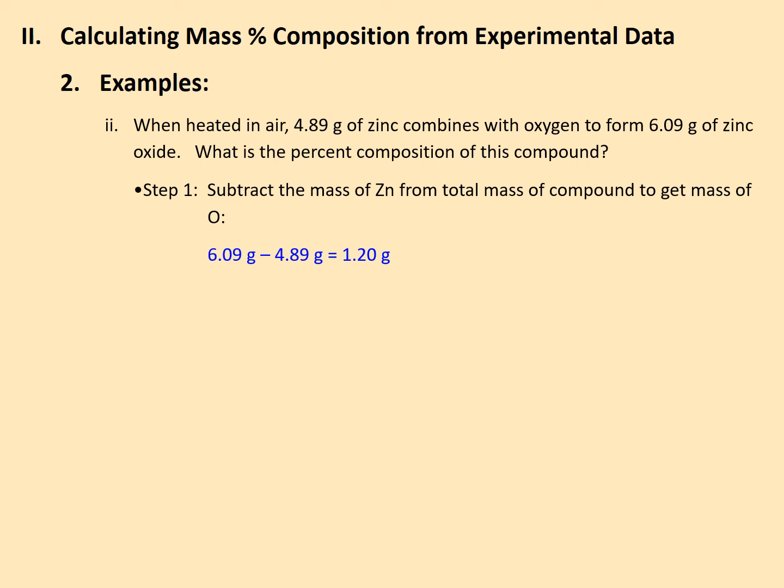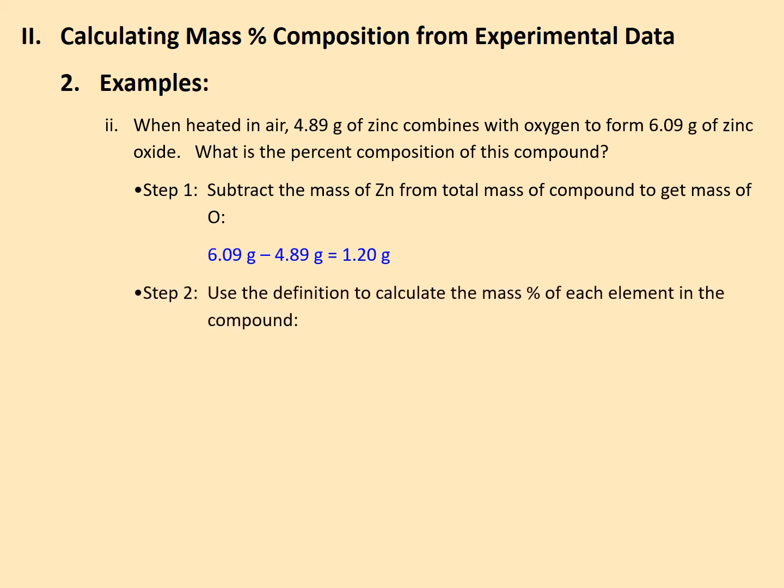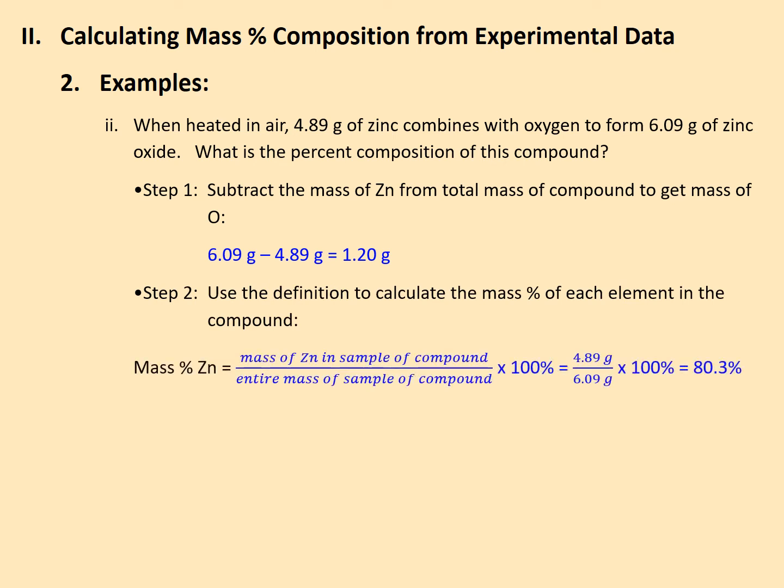Now that we know the mass of all the elements in the compound as well as the total mass, we're ready to calculate the percent composition for each of the elements in the compound. Starting with the zinc, we take the ratio of the mass of zinc in the sample to the total mass of the sample. Here the zinc is given to be 4.89 grams. Total mass of the compound 6.09 grams, multiplied by 100%. We get that the compound is 80.3% zinc by mass.